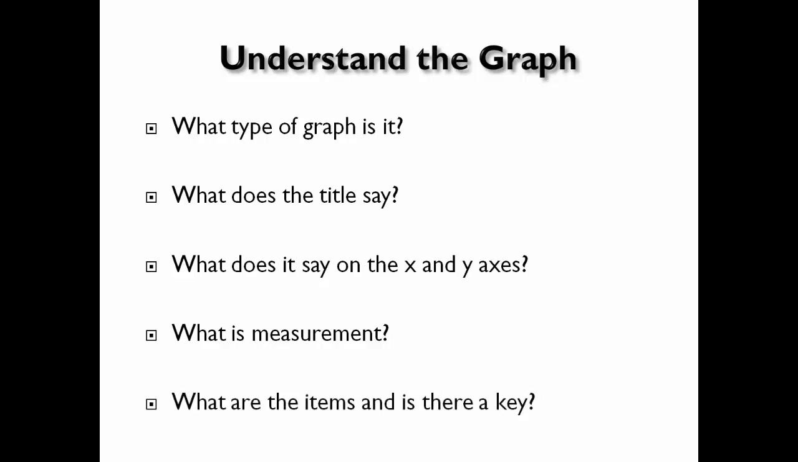What are the items and is there a key? So say there are 4 lines. What does each line represent? Is there a key that is showing you what each line represents? Are you sure about this? So let's look at more questions that you would have to think about.